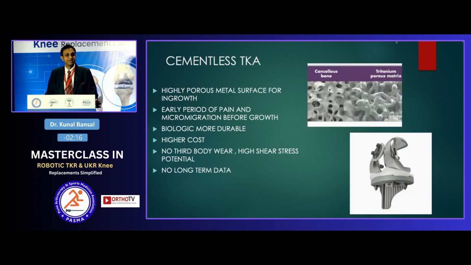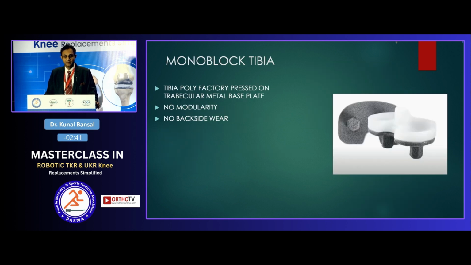A word on the cementless TKAs. It is made out of a highly porous metal surface for ingrowth. The newer implants are made from titanium materials. There is an early period of pain and micromigration before ingrowth of the bone. It's biologic, more durable, higher cost, no third body wear, high shear stress potential, but there is no long-term data as of now. Monoblock tibia. The tibial poly is factory pressed onto the trabecular metal base plate, but there is no modularity, no backside wear.